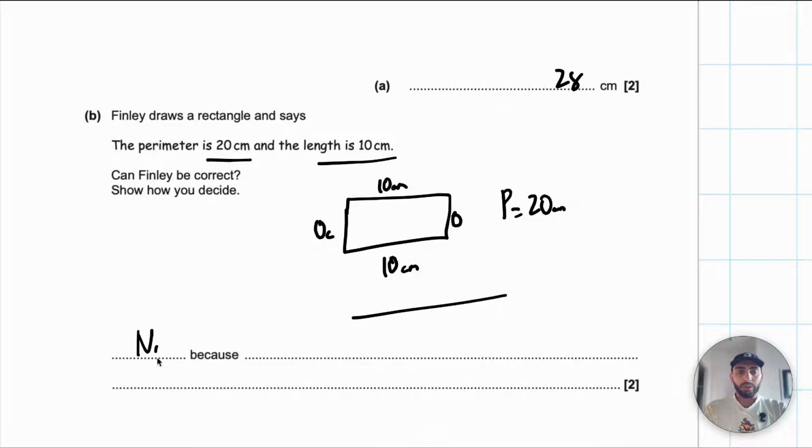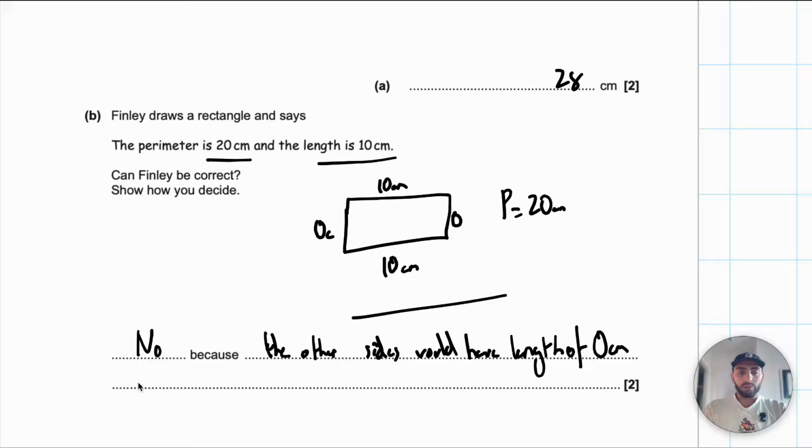So no, because the other sides would have length of 0 centimeters, which is impossible.